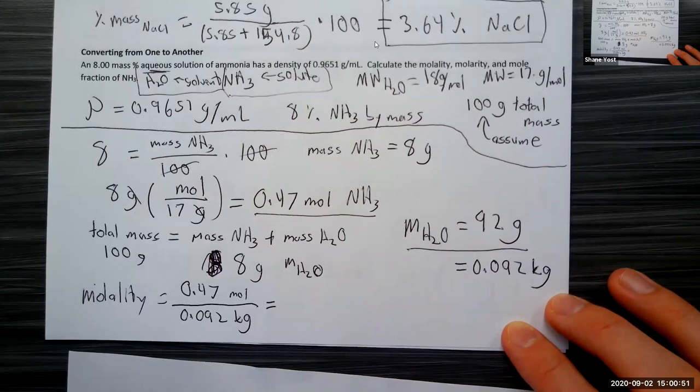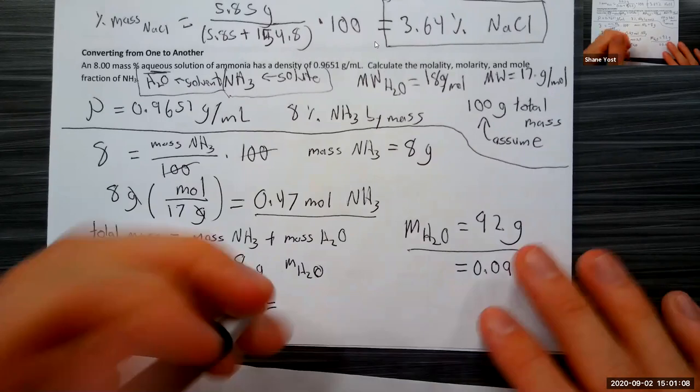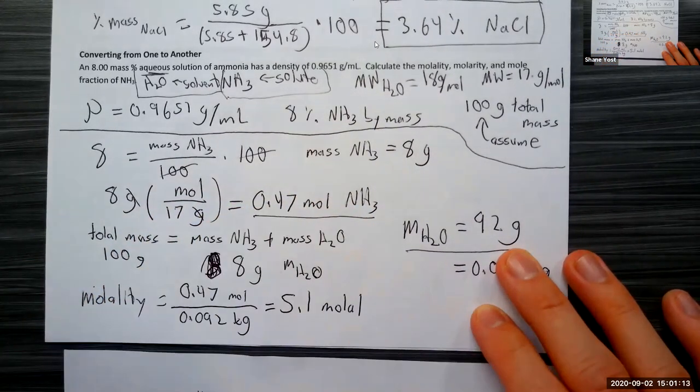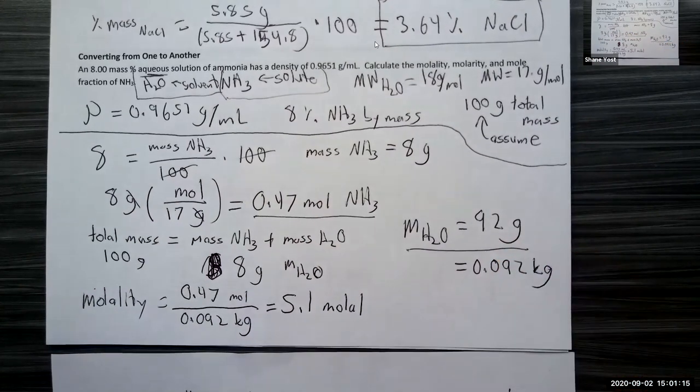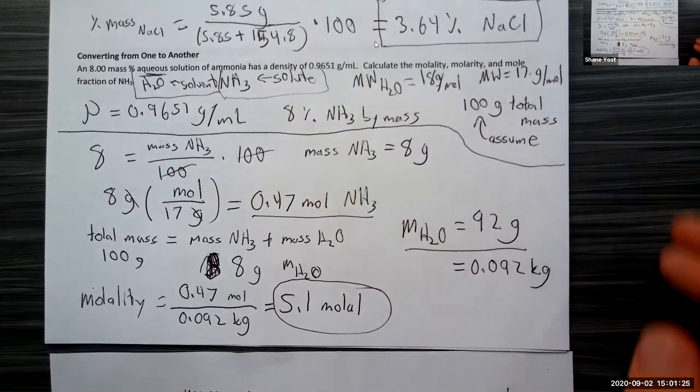Oh shoot, I don't have that written down right here. If someone has that calculated, they're welcome to tell me. Otherwise, I'll do that quick here. Say that again? 5.1. Okay, thank you. So that equals 5.1 molal. That is my molality, and that is one of the things we need.